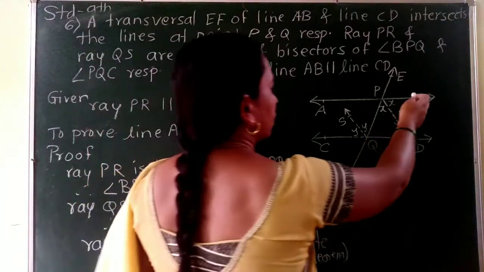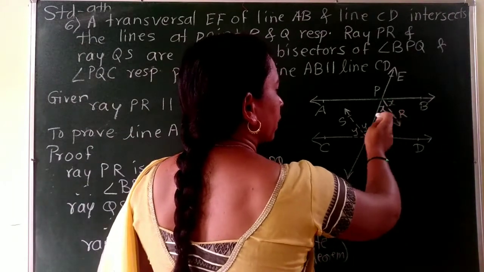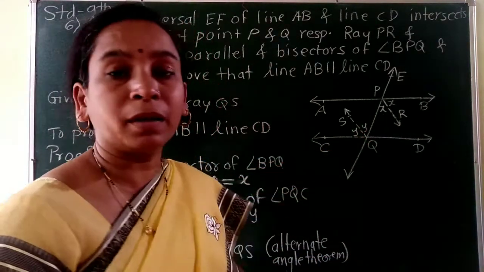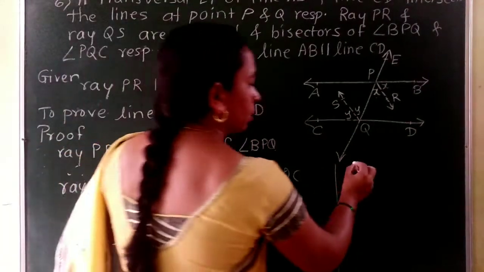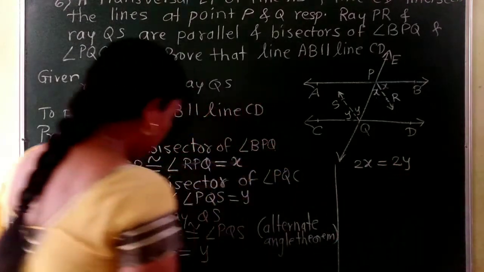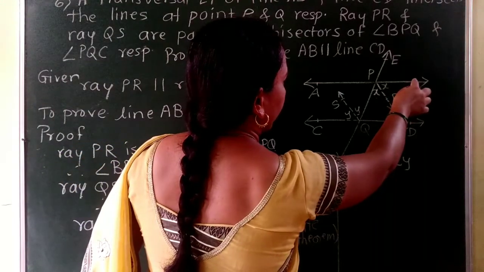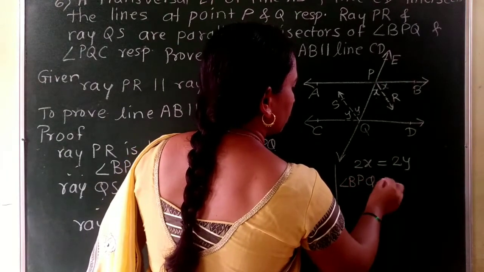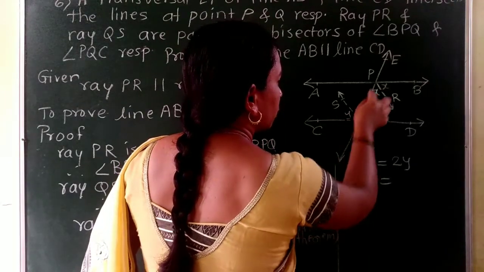Now I want the angle BPQ. To get the angle BPQ, I have to take double X. In the same way, for this angle, I need double Y. So I will double these. If you double this, you will get 2X equals 2Y. For both sides, I have multiplied by 2. Now, 2X is nothing but angle BPQ, and 2Y is nothing but angle CQP.